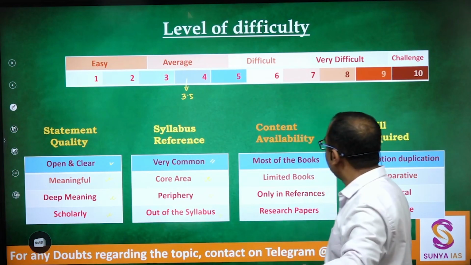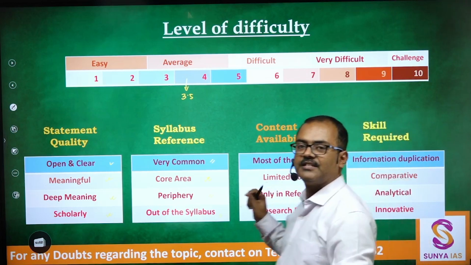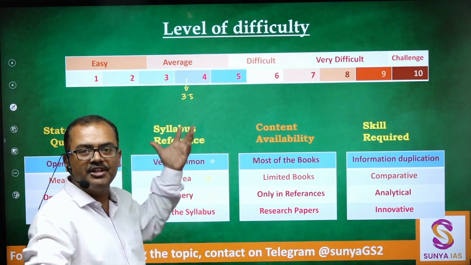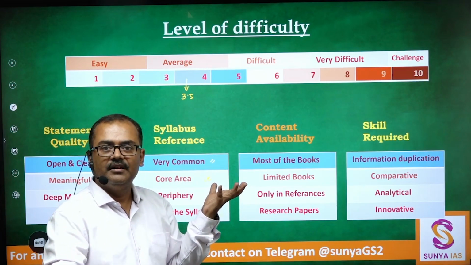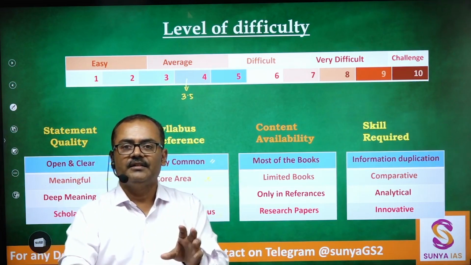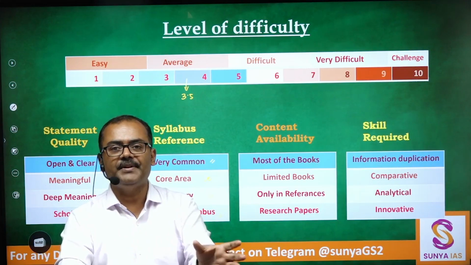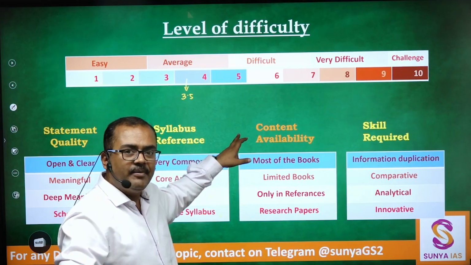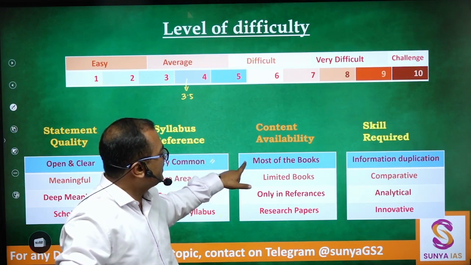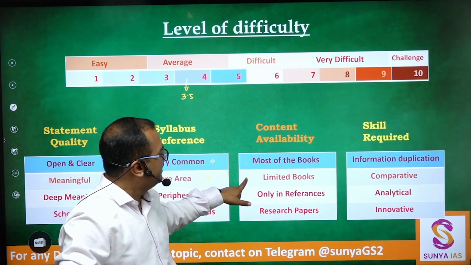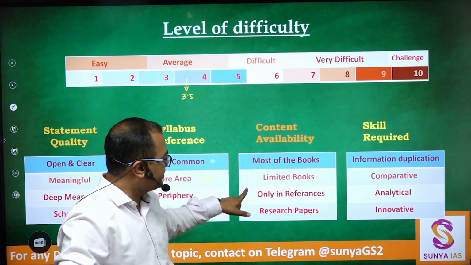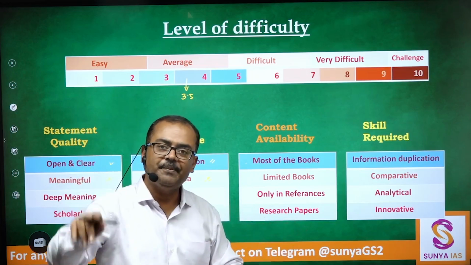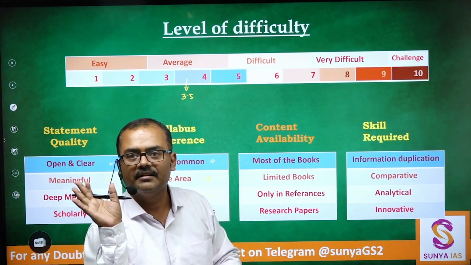And then content availability. There are some topics for which you have lots of content available. Like for this question, you have lots of content available. In any book you will find globalization in public administration. So are contents available or not? If most of the books have it, easy. Limited books, average. Only in references, difficult. And only in research papers, it is very difficult.